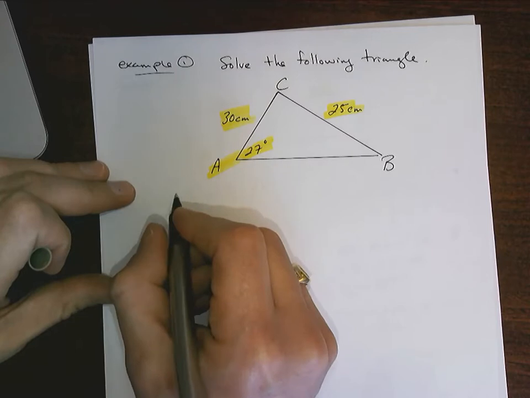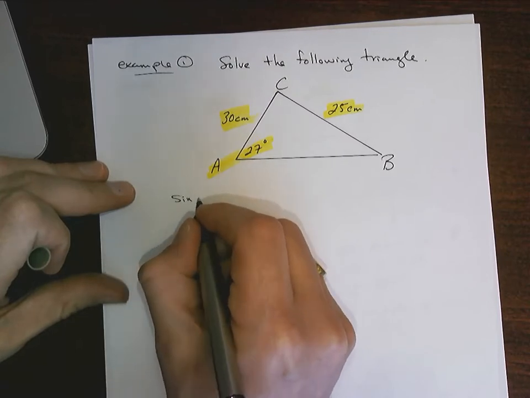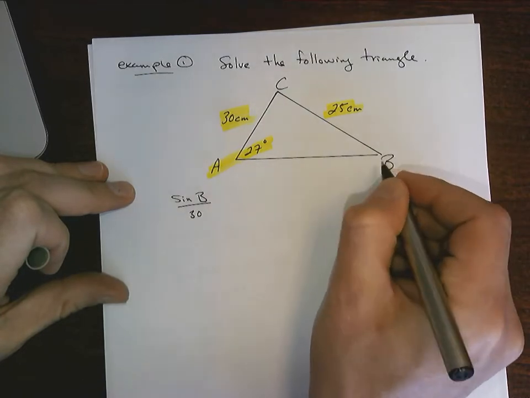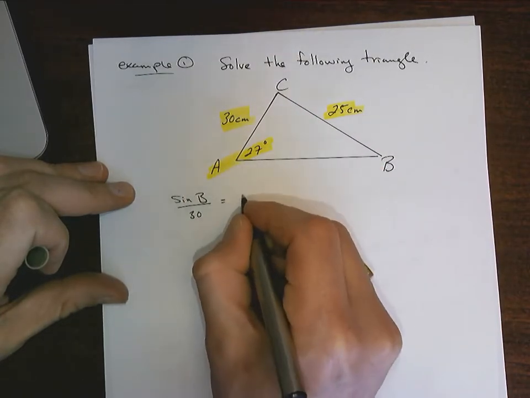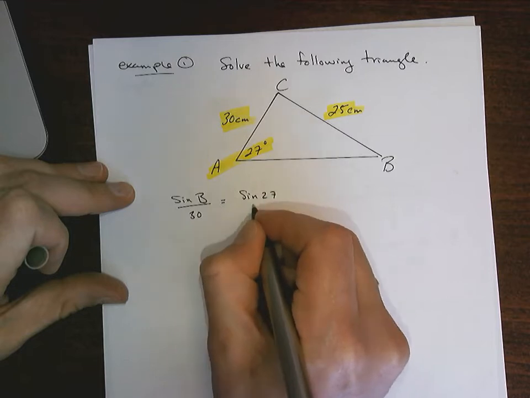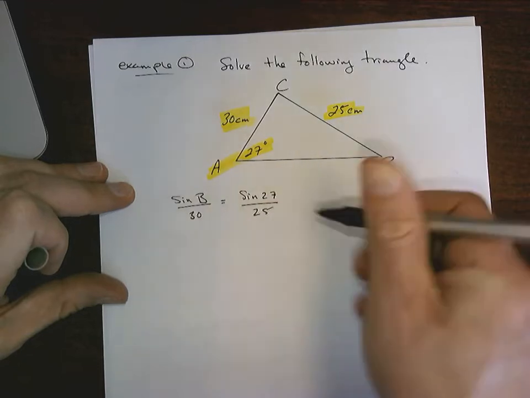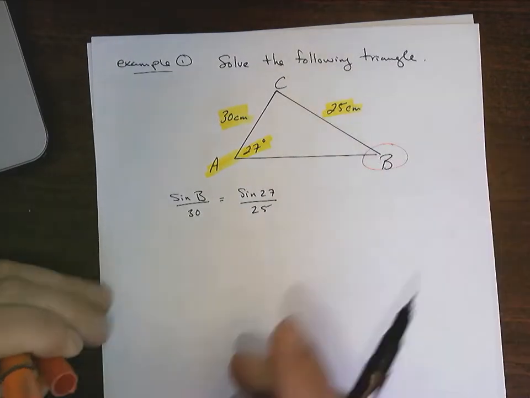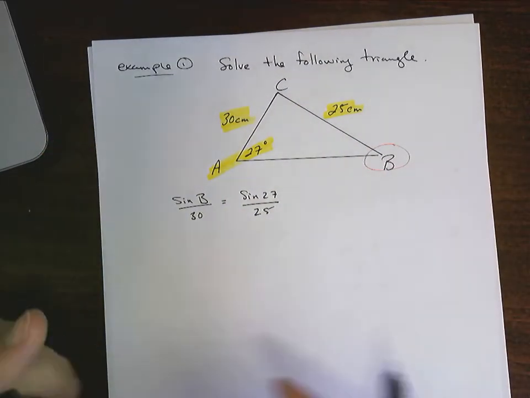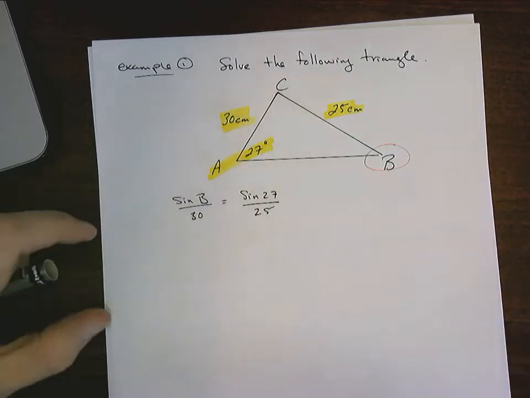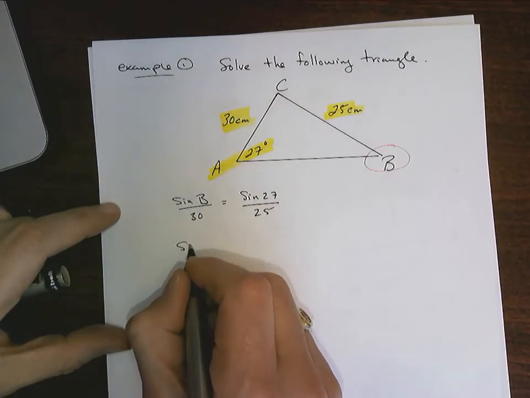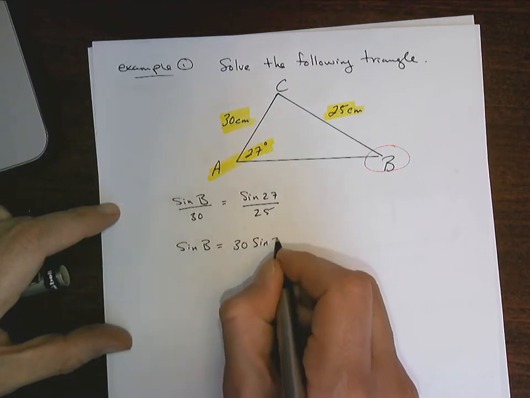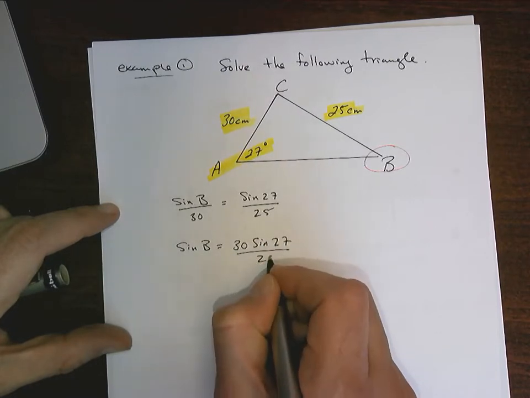The sine law is going to have us do sine of B over top of 30, so the sine of this angle divided by 30 is going to equal sine of 27 degrees over 25. So what's happening is this is the angle we want to get, and moving forward, this is the relationship that we set up. So this works out to give us sine B equals 30 sine 27 over 25.